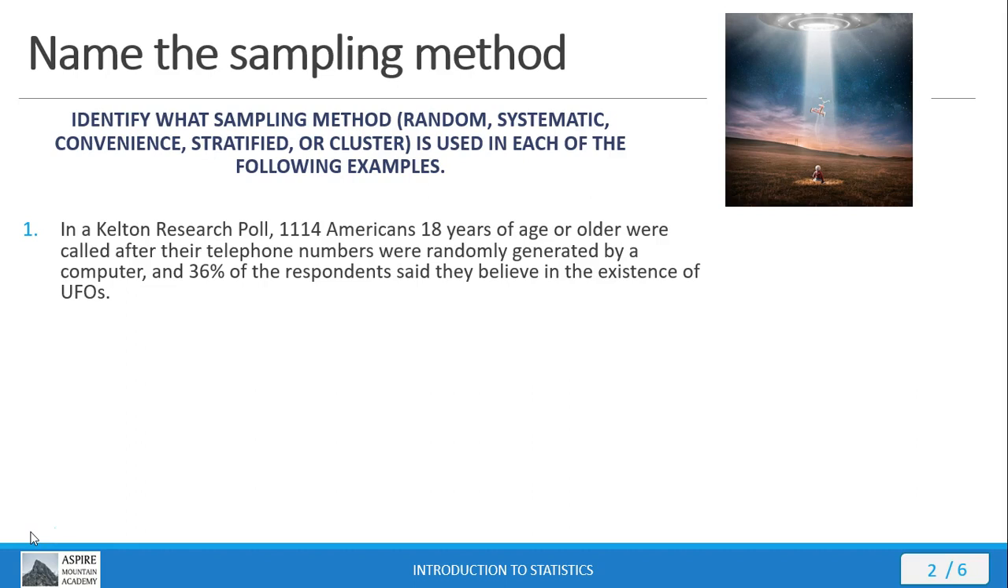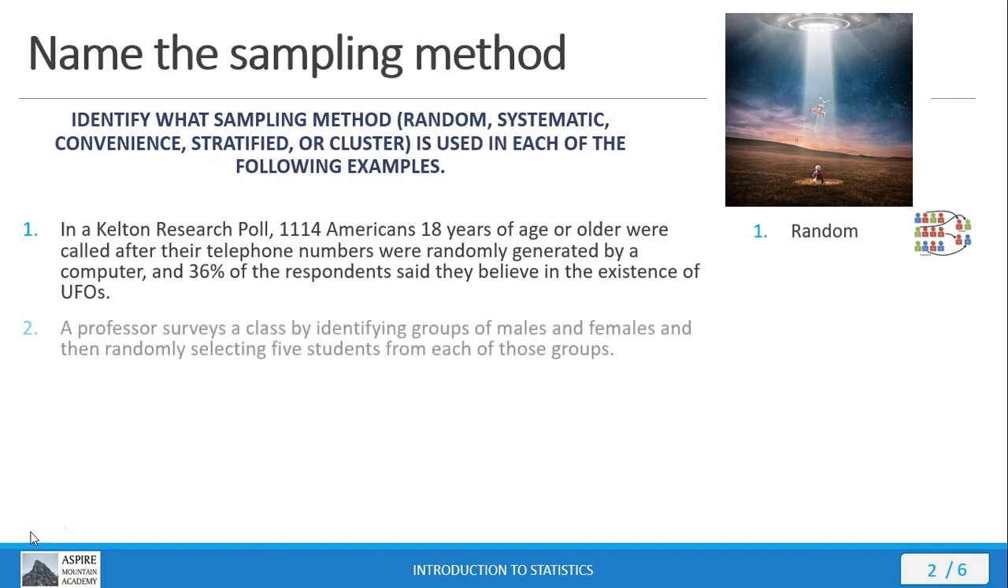Here's our first one. In a Kelton research poll, 1,114 Americans 18 years of age or older were called after their telephone numbers were randomly generated by a computer, and 36% of the respondents said they believe in the existence of UFOs. What sampling method do we have here? Well, this is just a random sample. All you're doing is selecting randomly here from the whole population. Okay, here's the next one.